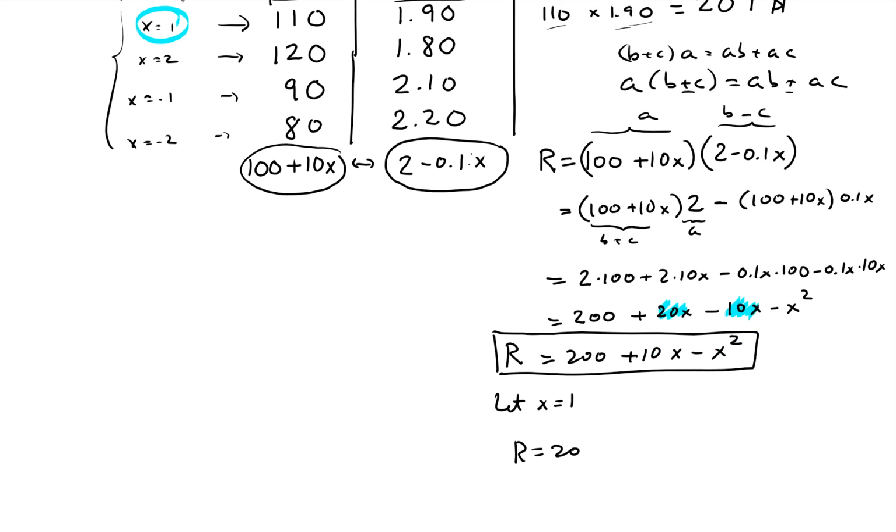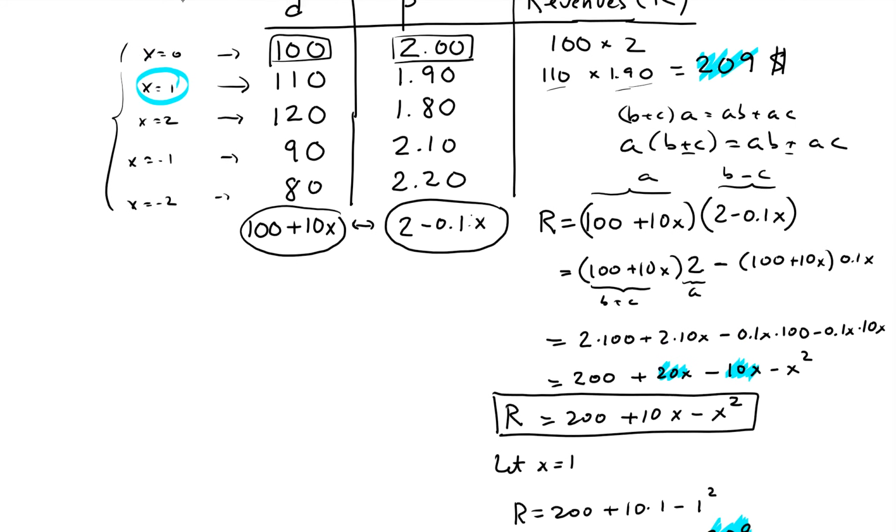R is going to be 200 plus 10 times 1 minus 1 squared. So what is that? That's 200 plus 10 minus 1. So that's 200 plus 9, 209. Bingo. So it works. The value I have here matches up with this value. So it's a way to check that my expression is correct. So what I have here is an expression that gives me my revenue. We call this expression, 200 plus 10x minus x squared, a polynomial. So a polynomial is going to be a sum or subtraction of powers of x that are potentially multiplied by constants.